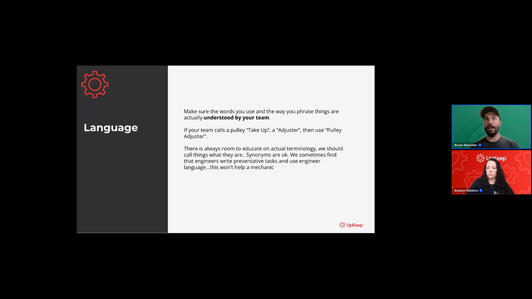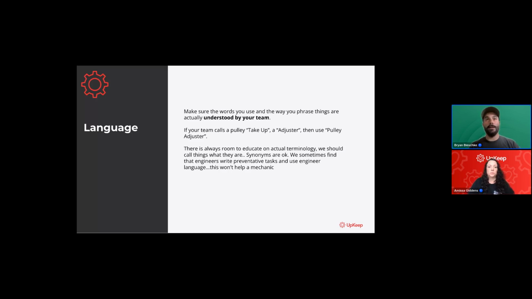If your team calls a pulley take up, so a take up is the adjustment end of a conveyor belt to tension or detension or align or track a belt. If they call it a take up and you call it an adjuster, we'll talk to them, or if you call it a take up, they call it adjuster, well then use pulley adjuster. Use the language that they are using and agree on. There's always room to educate on actual terminology, of course, right? We should call things what they are. And synonyms are okay as long as everyone agrees.